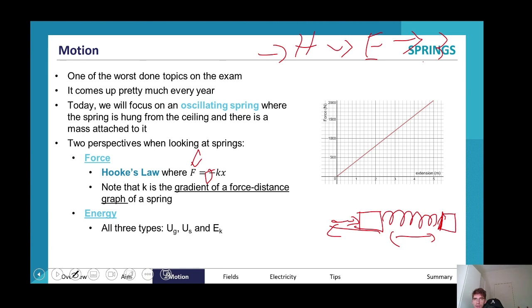And trust me, you need to know why the negative is there, even though it's only briefly mentioned in the study design. It was part of my exam, and I remember that one very well. You do need to know why the negative is there, 100 million percent.